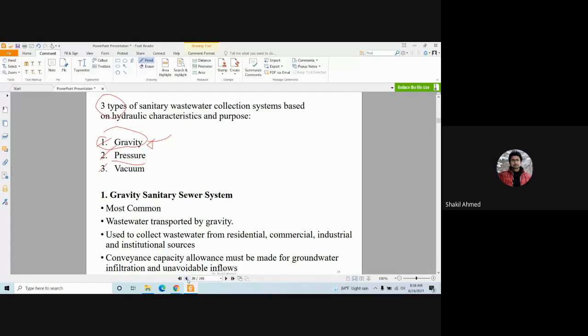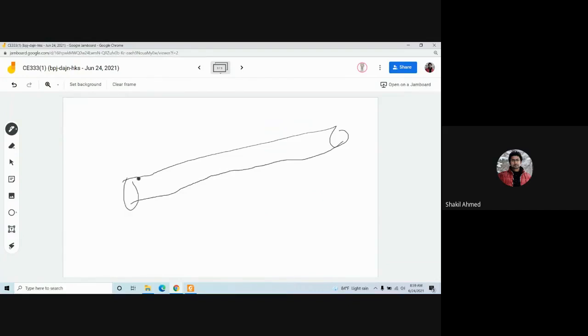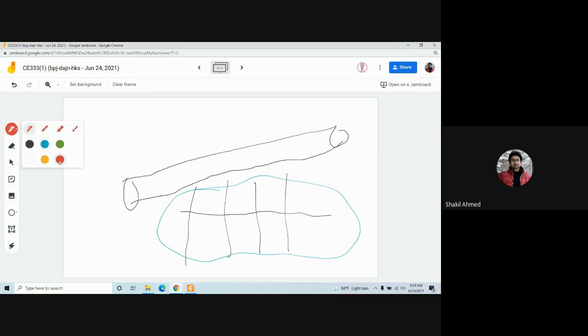But sometimes, although you are using a gravity sewer in the majority of the parts of the system, in some portion, if you look at the plan, these are all gravity sewers, for example. But sometimes in some portion, in this joint or any other places, you may need to use a pump. Okay. Yes, sir.